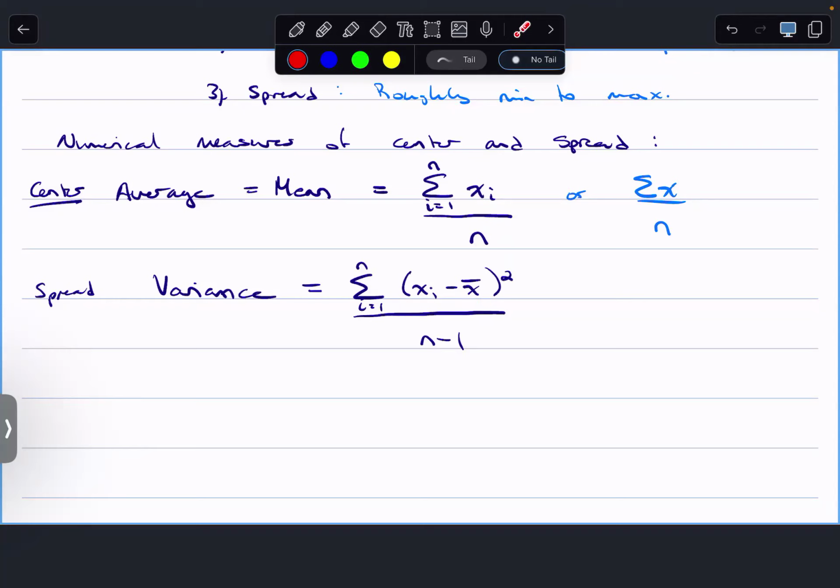Squaring it makes it positive. So now we're adding up all these squared deviations, right? And that's what this summation is all about. And then we divide by n minus 1. Kind of confusing, but we just need to know that we do n minus 1 instead of n because it gives us a better approximation of the population variance.